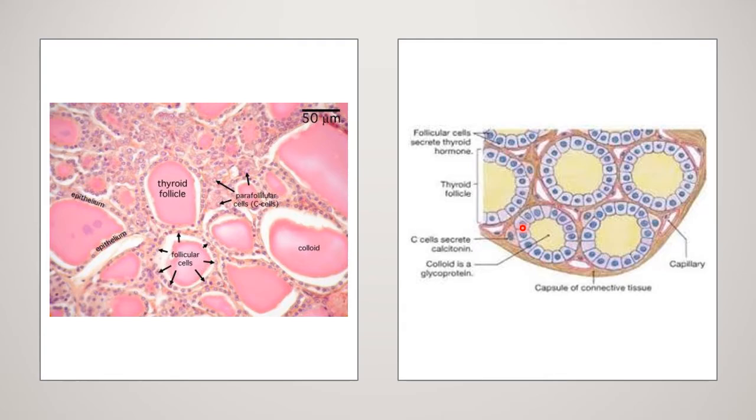This is a close-up view of a single follicle here. It consists of a single layer of cells known as follicular cells, and the center is filled with colloid. Scattered among them are larger cells known as the C cells or the parafollicular cells, which secrete calcitonin. The parafollicular cells are the origin for the medullary carcinoma of the thyroid, whereas the more common papillary and follicular carcinomas arise from these follicular cells that line the follicles.